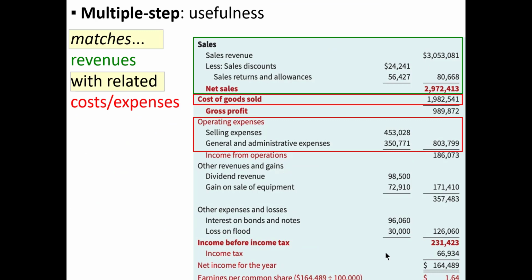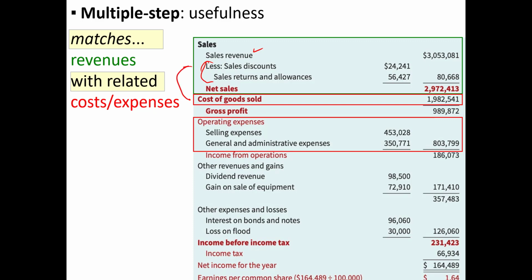So up at the top, when we look at revenues, what do we see? Well, we see the core operations of the business, sales revenues, and we also have to put up the top here any type of sales discount, sales returns and allowances. We'll talk about that later. But if these are the core revenues, we want to match the expenses that were incurred that helped us generate those sales.